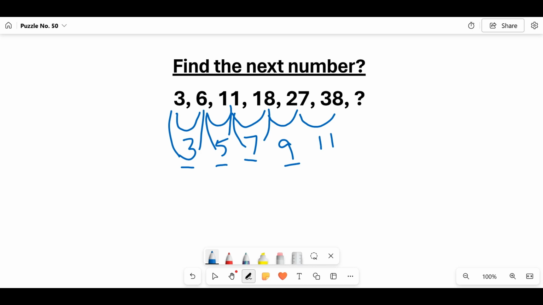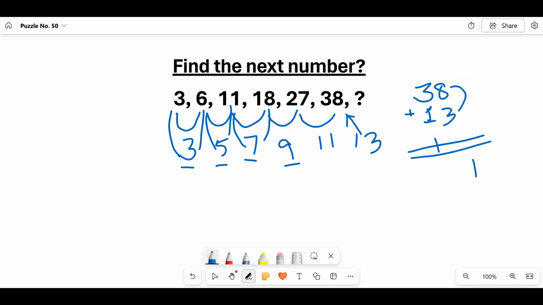So to find the next number, we need to add 13 to this 38. So let us do that. 38 and 13. If I add these, the answer is 8 plus 3 is 11, 3 plus 1 is 4, plus 1 is 5. So therefore the answer for this question mark is 51.